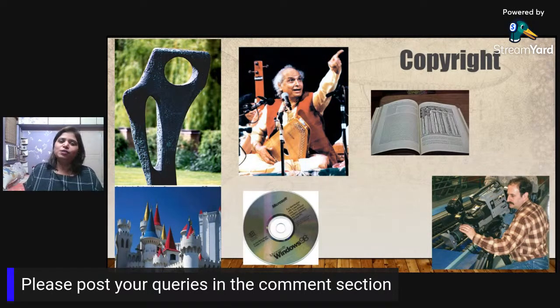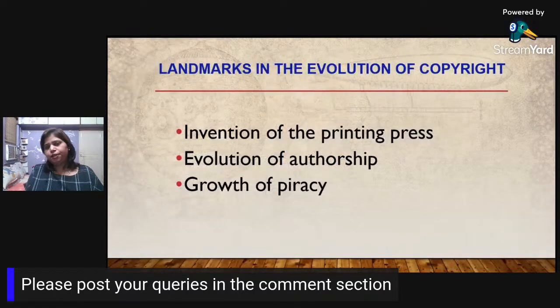All right, so this is copyright. So we know what copyright is. It is creativity, artistic expression. It can be music, it can be a screenplay, it can be a sculpture, it can be a building design. Though it comes under architecture, it is a copyright. So all those come under copyright, anything that is a creative expression.